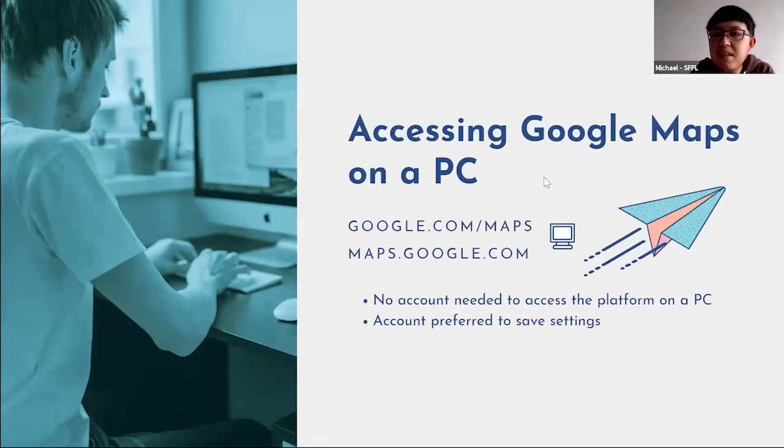Okay, so accessing Google Maps on a PC. You would go to your favorite browser. You could use Chrome, Firefox, or any other browser that you like. You would go to the address bar and type in google.com/maps or maps.google.com. There are a couple of other ways of accessing Google Maps as well, but these two are the easiest ways if you want to go to your browser.